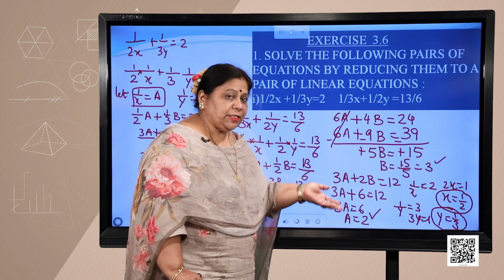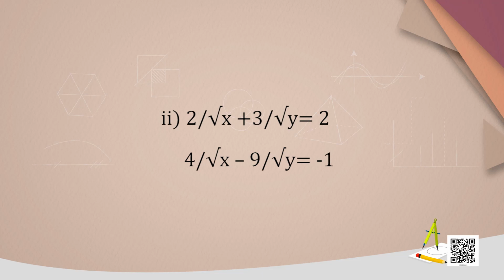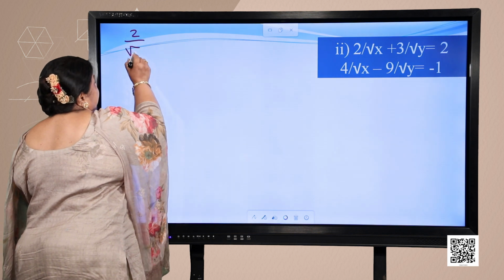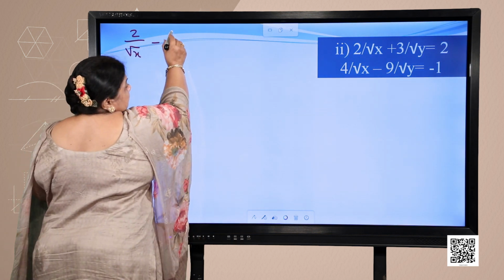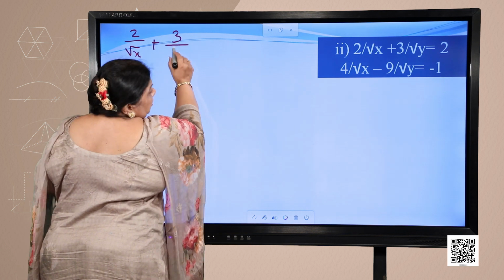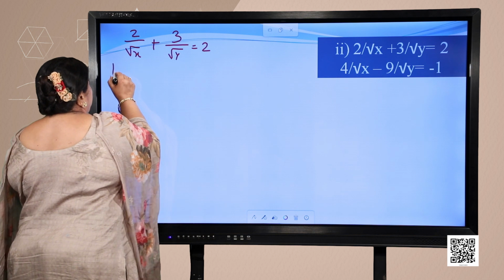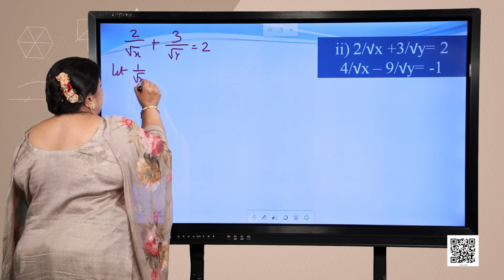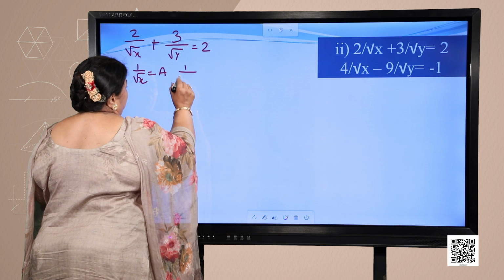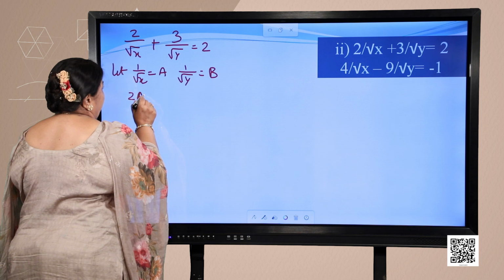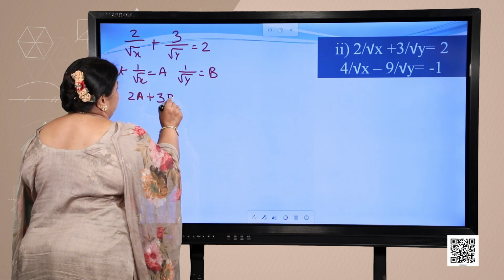Now let us go to the next part. So dear students, let us solve this question. First let us try to reduce these equations to linear form. So if I take 2 upon square root x plus 3 upon root y is equal to 2, here let me take 1 upon root x as a and 1 upon root y as b. So the equation will become 2a plus 3b is equal to 2.